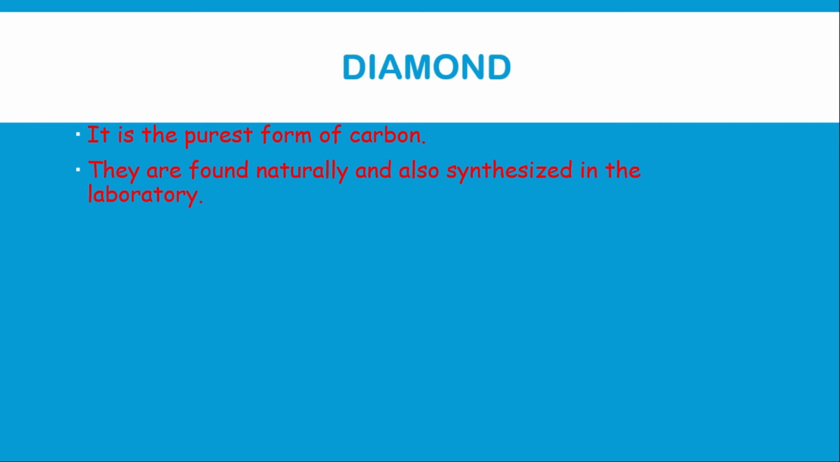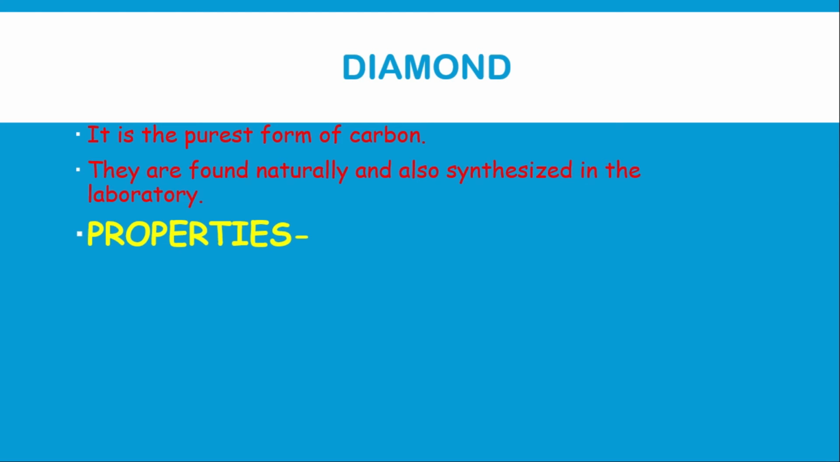Naturally, diamond is found deep inside the earth. Under high pressure and heat, diamond is formed, and mostly it is in the shafts of the extinct volcanoes. Because of the high pressure and temperature, the carbon turns into diamond. Also synthetically it is produced, meaning it is produced in the laboratory by compressing carbon under extremely high temperatures and pressure, and then you can synthesize synthetic diamonds.